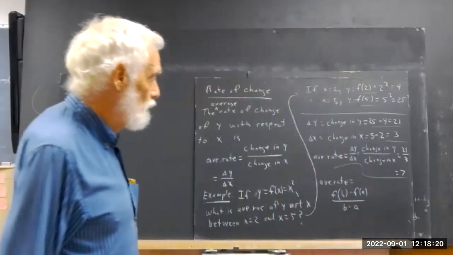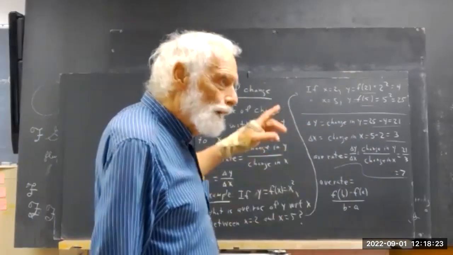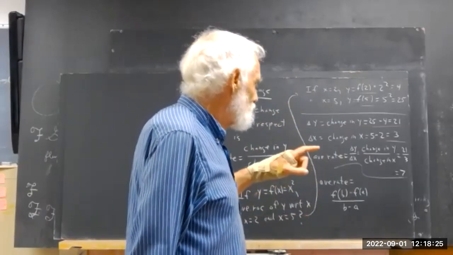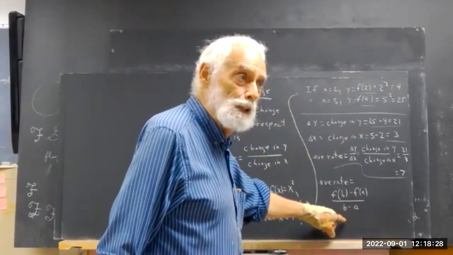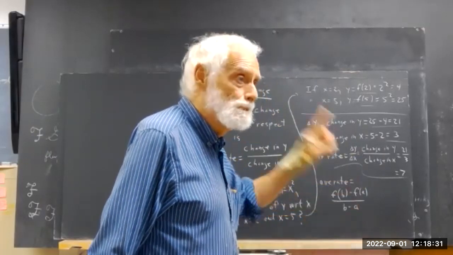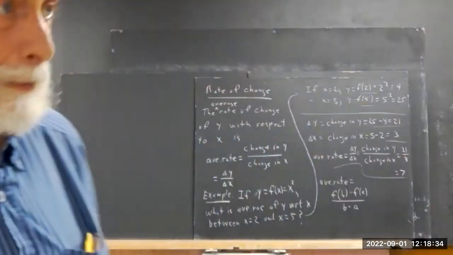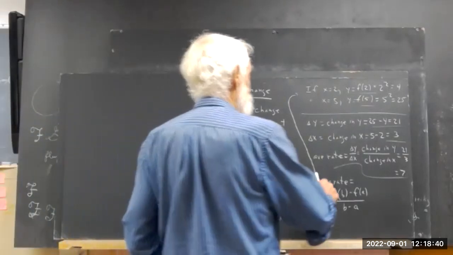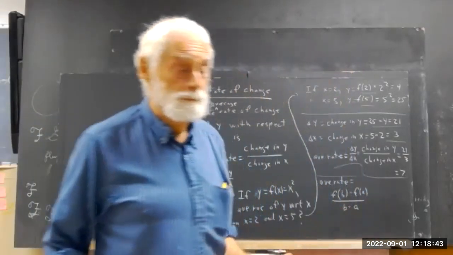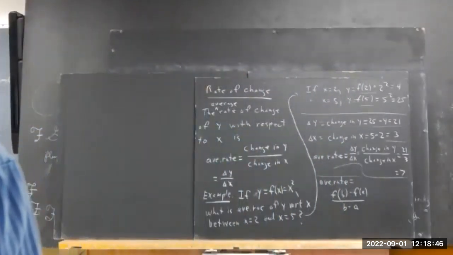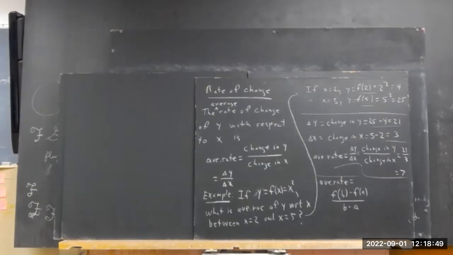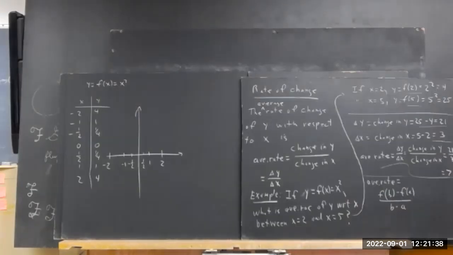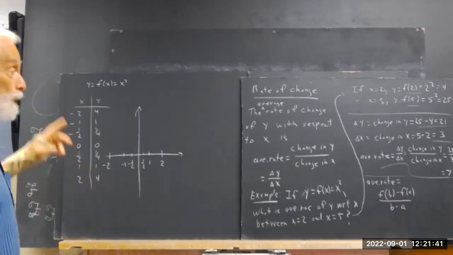f of b minus f of a over b minus a. Now that's the average rate of change of f between values a and b. These kinds of numbers. No, no, no, these are symbols, so no backward apostrophes. Okay. Good question. But I think those are letters that the book uses. Could be x1, x2, f of x1 and f of x2. It's going to take some getting used to.